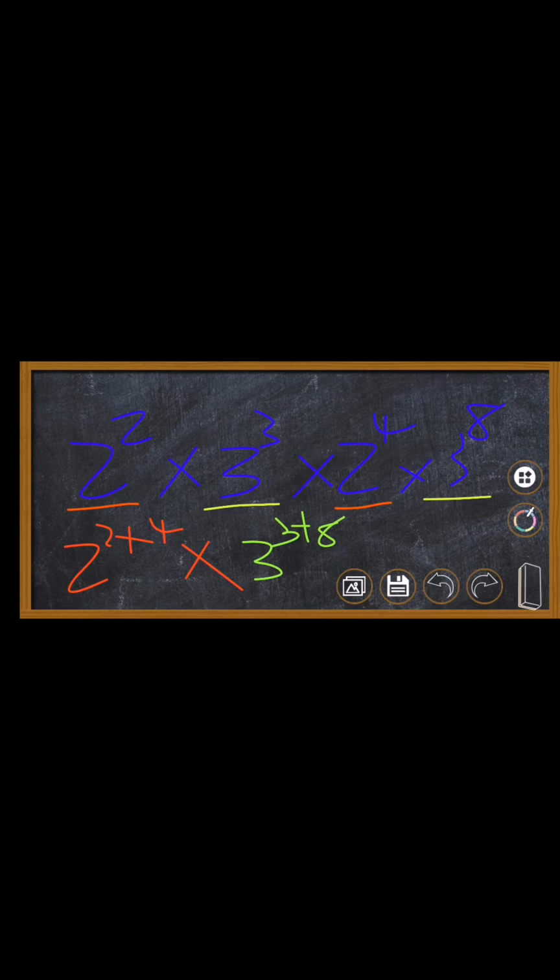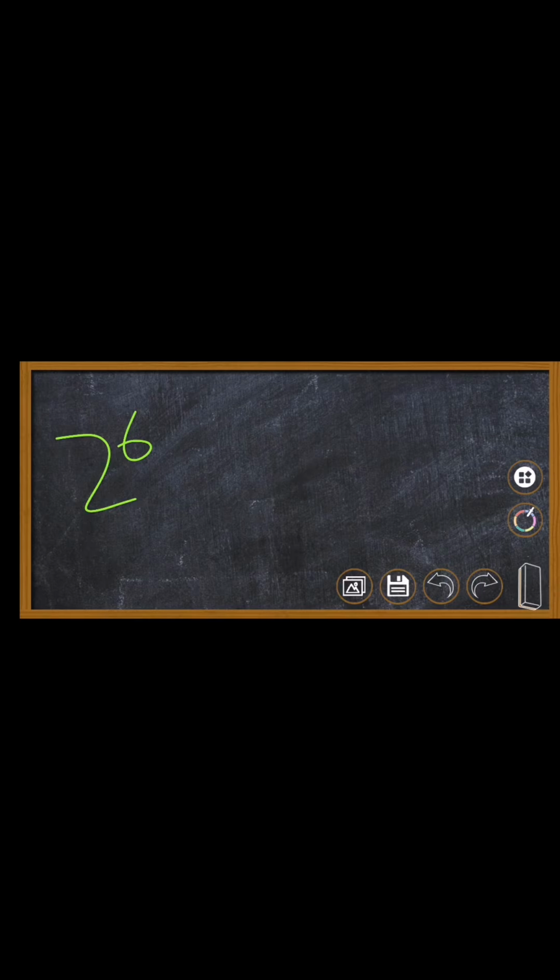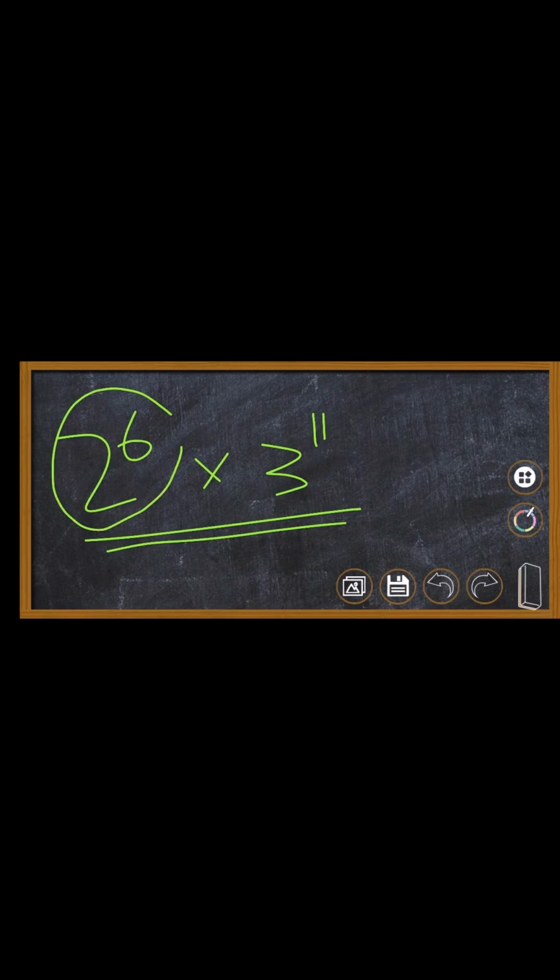And your answer then would be 2 to the power of 6 times 3 to the power of 11, because 8 plus 3 is 11. So that would be your answer. You can't simplify it further unless you're going to get the individual values, for 2 to the power of 6 and 3 to the power of 11. And so let's move on to the next example.